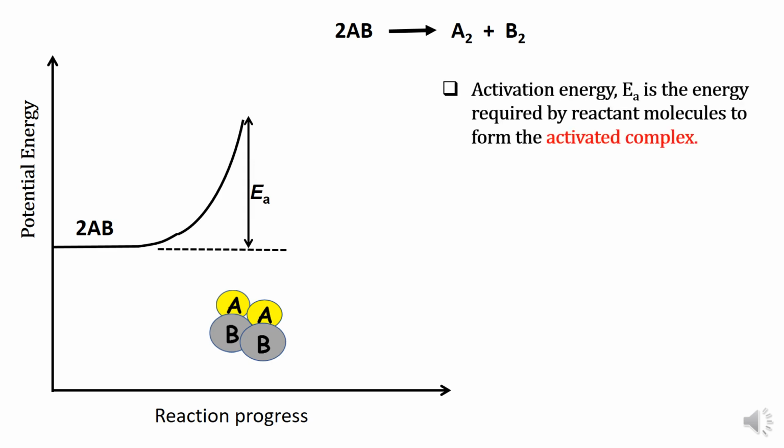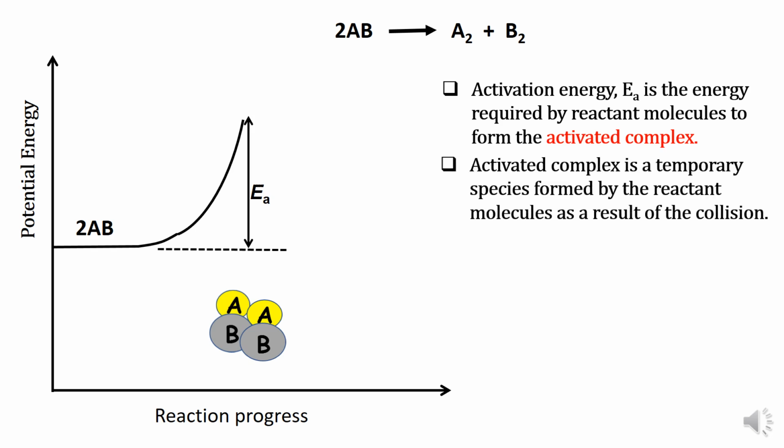Activation energy is the energy required by reactant molecules to form the activated complex. So, if the colliding molecules possess energy equal to or greater than EA, they can be converted to product. But if the colliding molecules cannot possess activation energy, the colliding molecules will be converted back to reactant.